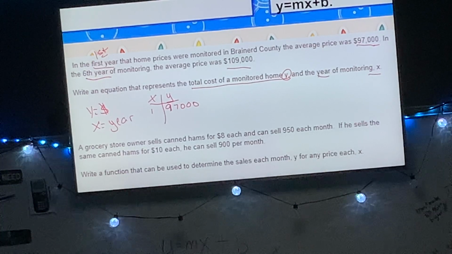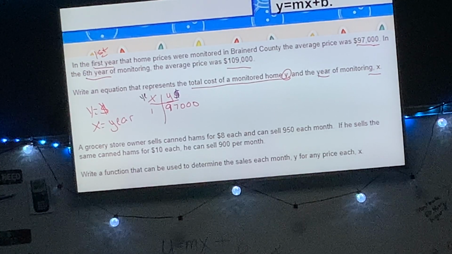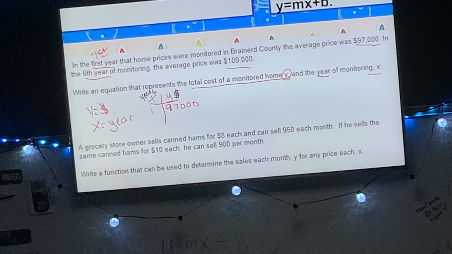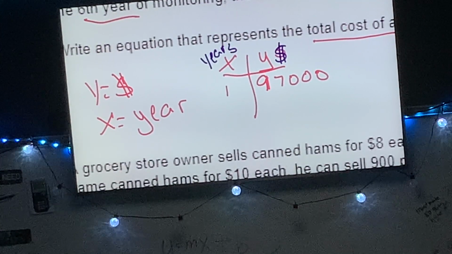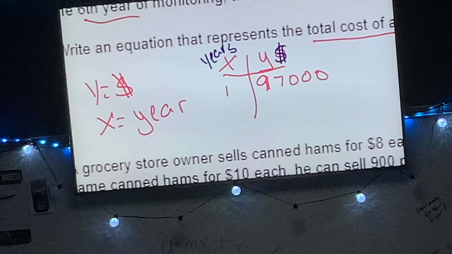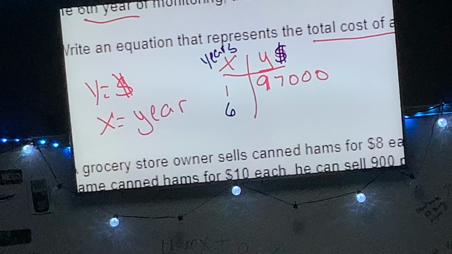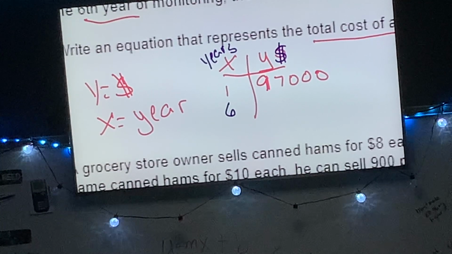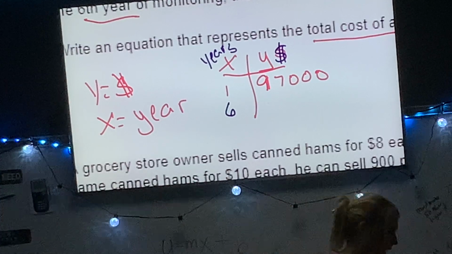97,000 was the money. So you could set that up also so you don't confuse yourself. You could say this is my money and this is my years. And then it says in the 6th year, so that's going to go under my X. The average price was $109,000.